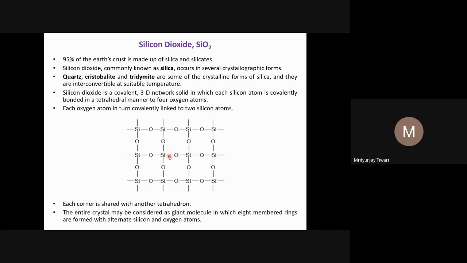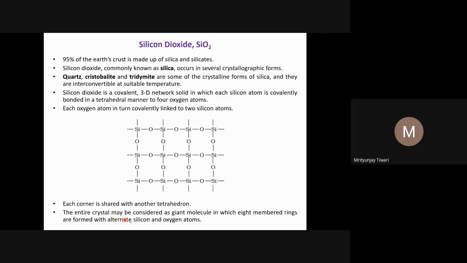This is because oxygen has a covalence of only two, and silicon's covalence is four. Silicon can form four bonds, but oxygen cannot form more than two bonds because its octet is complete. If it forms a third bond, there will be a positive charge on the oxygen. Each corner is shared with another tetrahedron, that is, another SiO4 unit, and this is how the three-dimensional structure of silica is formed.